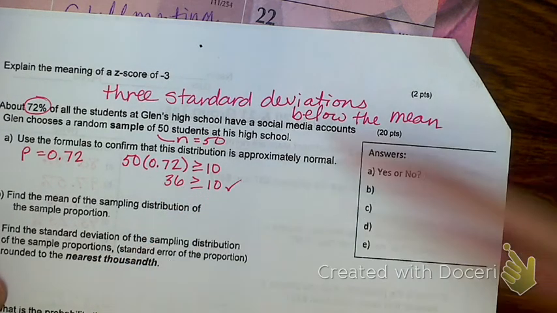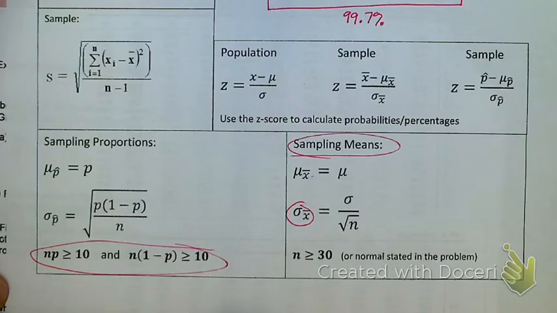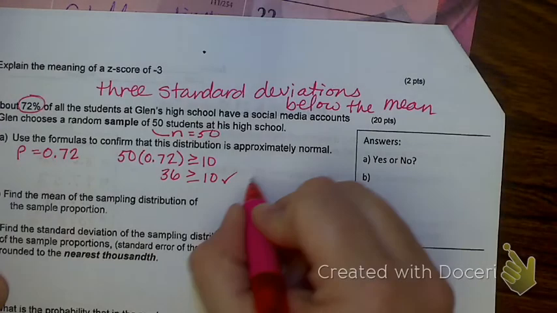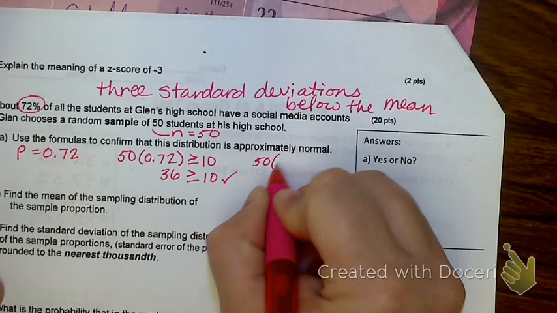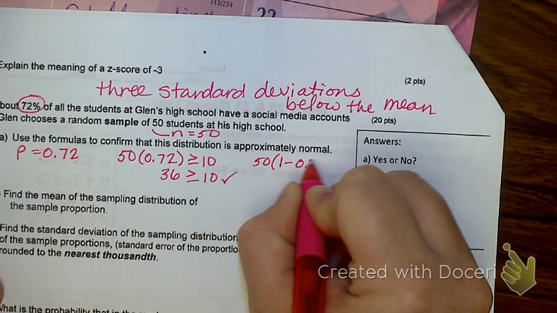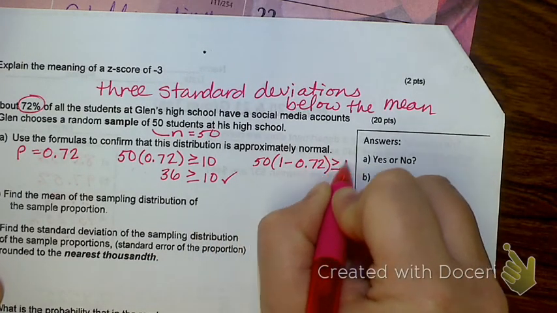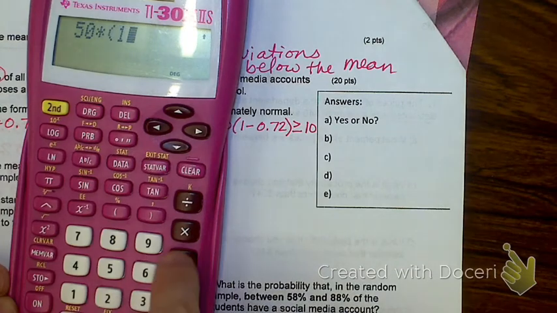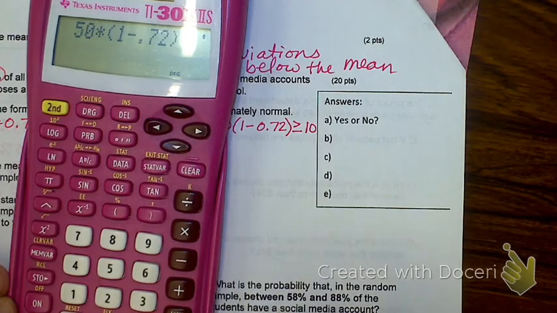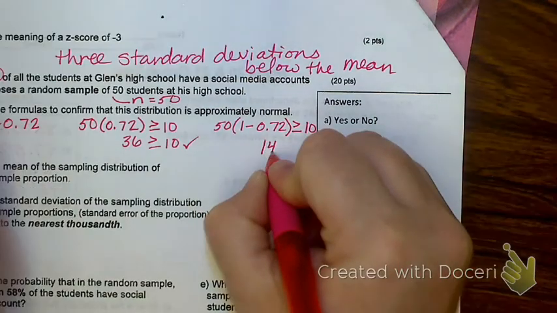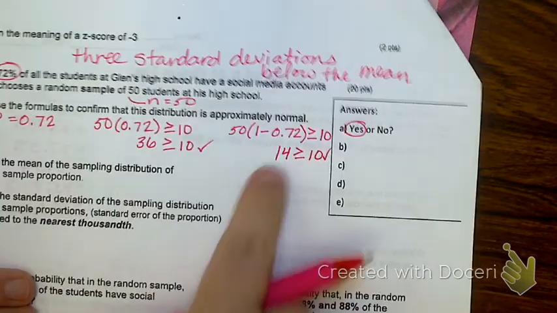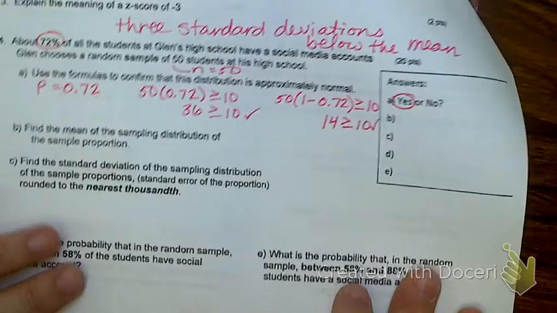And I also need to show the other one, which is 50 times 1 minus 0.72 is greater than or equal to 10. So, on my calculator, 50 times 1 minus 0.72 is 14, which is still greater than or equal to 10. So my answer is yes. I do need to see the work for that, so please be showing your work there.